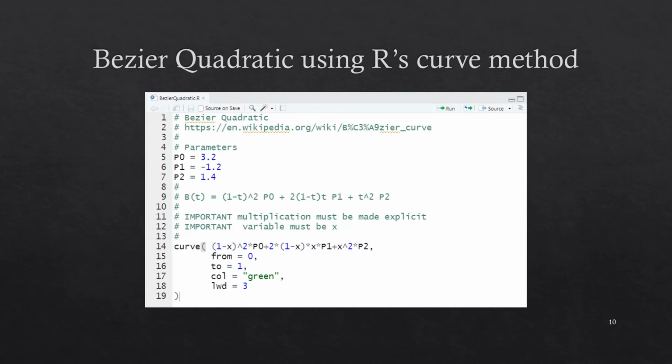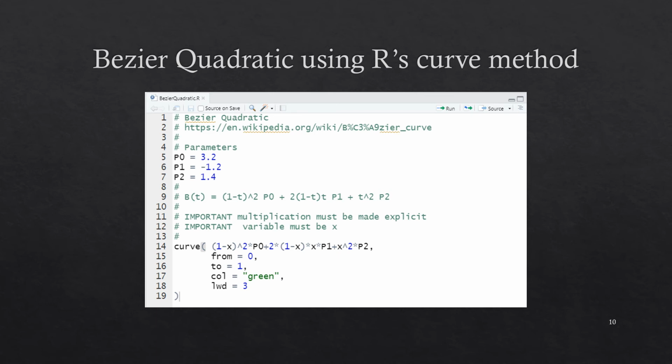So here it is shown as an R program, and so from lines 5, 6, and 7, we are assigning our parameters. So I made p0 3.2 and p1 minus 1.2 and p2 1.4, just some arbitrary numbers for the sake of an example. Then in 14 through 19, we are doing the curve method. I have changed all the t's for x's because curve wants the variable to be an x, so whatever your variable is must be replaced by x. That's important that you remember that.